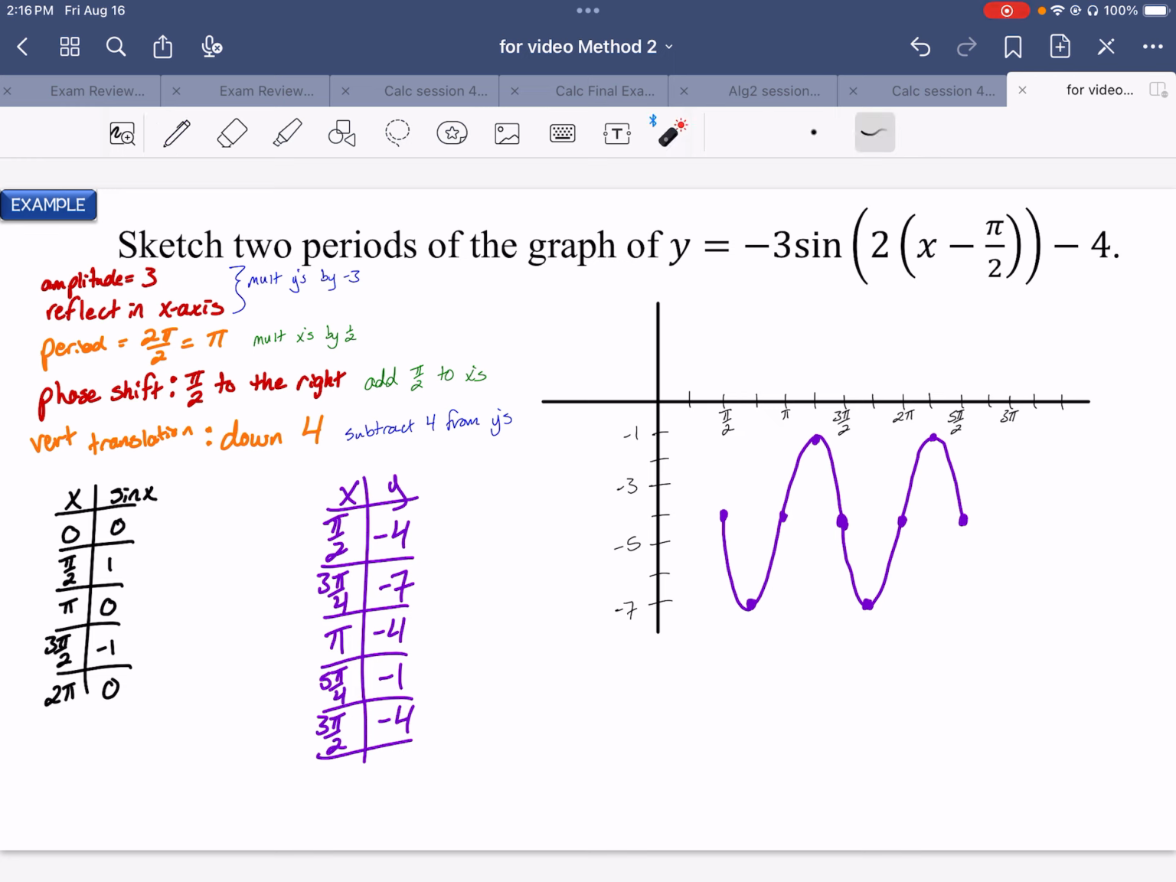Voila. And of course, you could test that: from pi over 2 to 3 pi over 2, that's a distance of pi units. And from 3 pi over 2 to 5 pi over 2 is another distance of pi units. You've also got a middle, and instead of going middle, high, middle, low, it's middle, low because of the reflection. So we're looking at middle, high, middle, and another one, middle, low, middle, high, middle. And there we go. Voila.